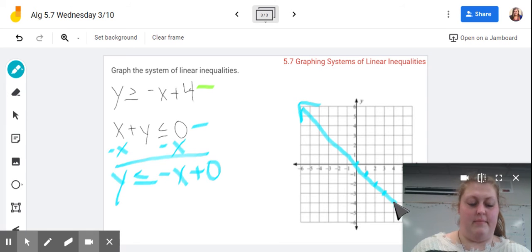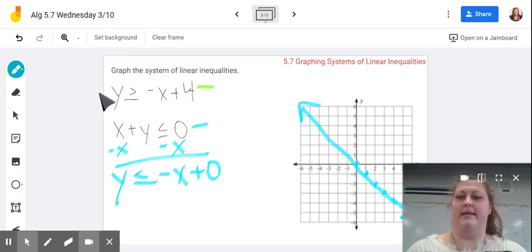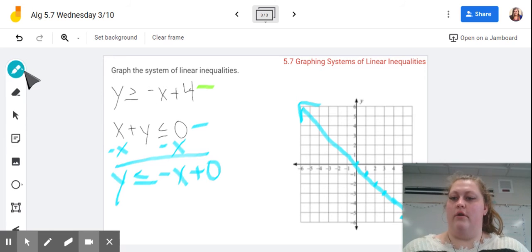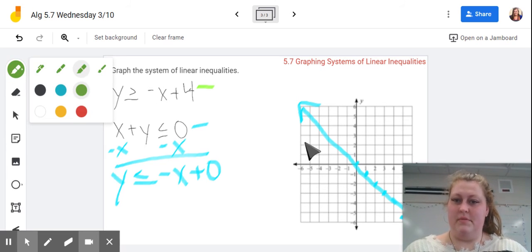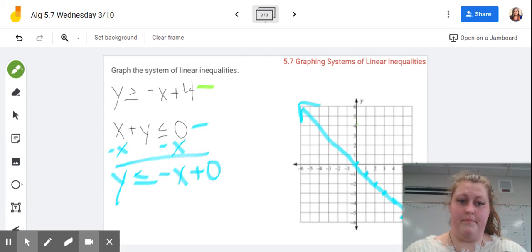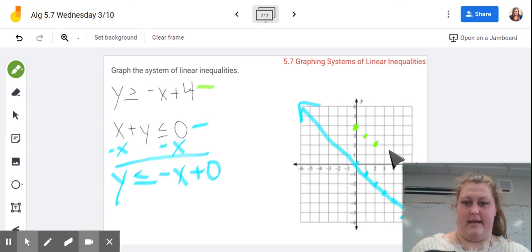My camera picture is in the way, so I can't really quite complete this one. I'm drawing in the blind. Okay, now for my green, my first point is at 4 and -1 slope. And this is a solid line as well.